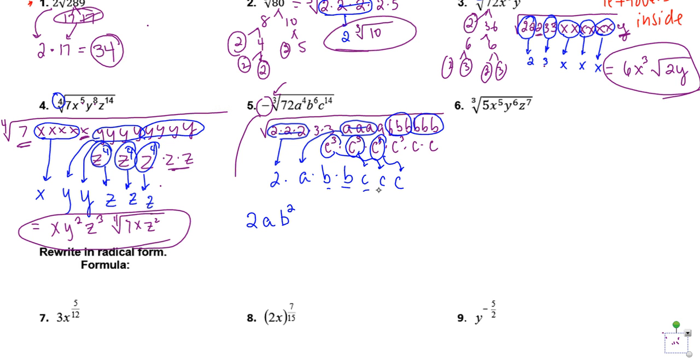squared. And then I actually ended up with 3 C's on the outside. So C cubed. And my radical is still there with a group size of 3. And I've got 3 and 3 inside, and you multiply those to make 9. I've got an A.